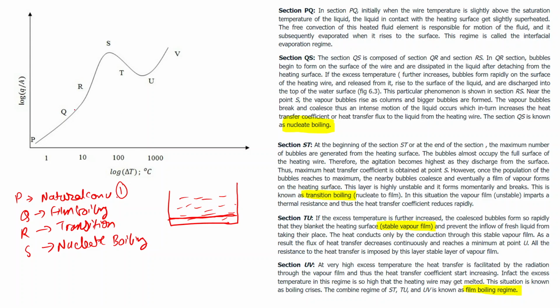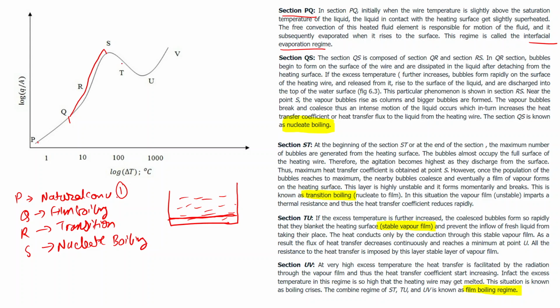we follow such a kind of curve which we call the boiling curve. So conventionally, this is how we define each of these curves. In this section PQ, that is the first section shown over here, this is known as the interfacial evaporation regime. Here, when the temperature of the wire is slightly above the saturation temperature, the liquid in contact with the heating surface gets slightly superheated, and the free convection of the fluid is responsible for the motion of the fluid.